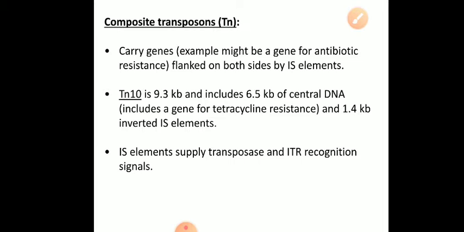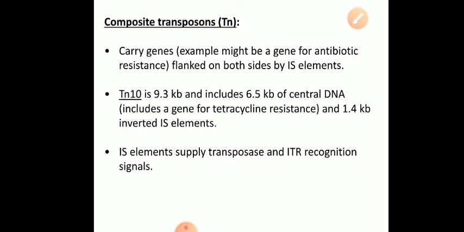For example, a tetracycline resistance gene in the center, and at both sides, that is at the left corner as well as the right corner, there will be an IS element. So a centrally placed gene like an antibiotic resistance gene, and at both corners there will be an IS element. That means if you look from left to right: IS element, antibiotic resistance gene, and again IS element.